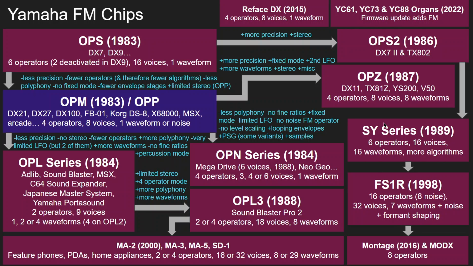And then building on the SY series, they had the FS1R, which is a bit of an obscure machine, but it's important in terms of telling the story. So, 1998. This has got 16 operators per voice, which is like, whoa, more than anything past or present. But 8 of them are white noise operators, so they're not sine waves, they're not other kinds of musical waveforms, they're white noise. 32 voices, 7 basic waveforms, plus, like I said, the 8 operators that produce noise.